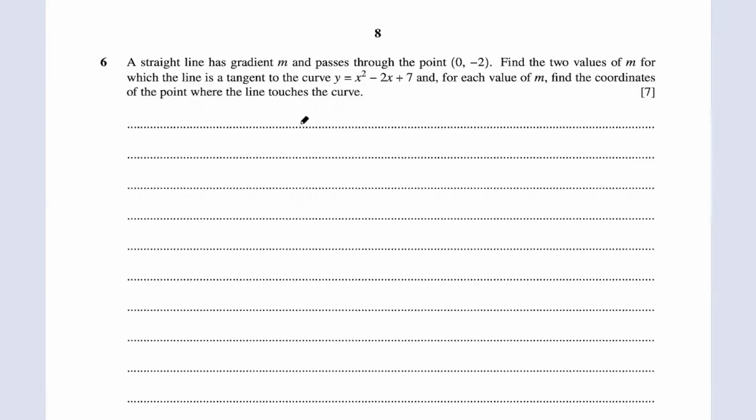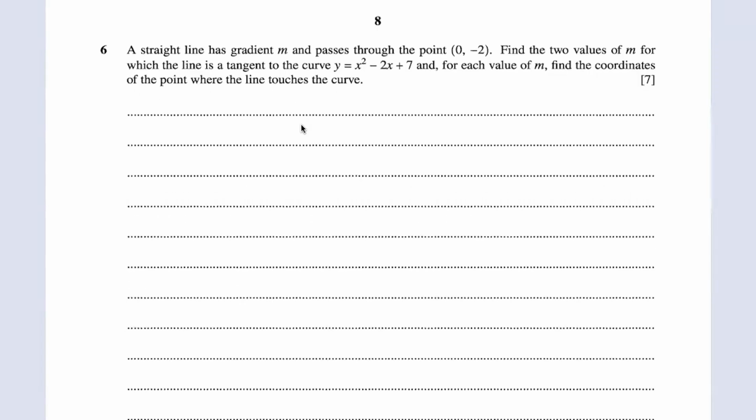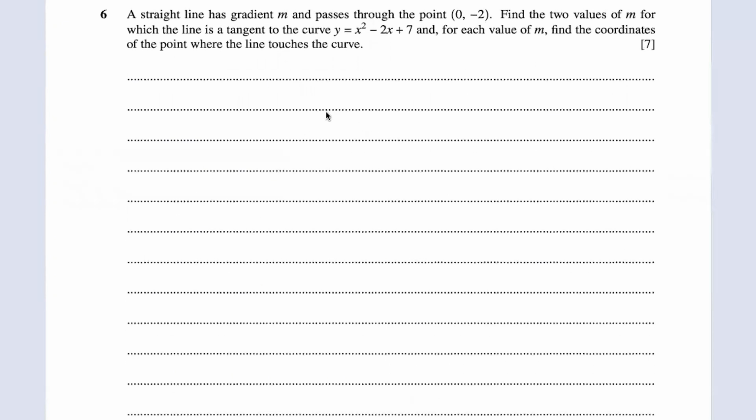In question 6, we have a straight line which has gradient m and passes through the point 0 and minus 2. We have to find two values of m for which the line is a tangent to the curve, and for each value we have to find the coordinates where the line touches the curve. So the first step is finding the equation of the line in terms of m.